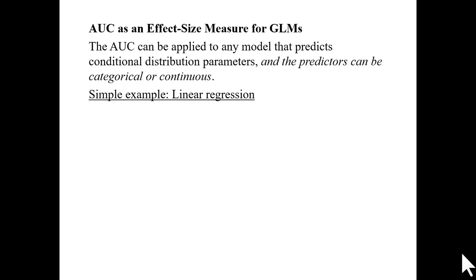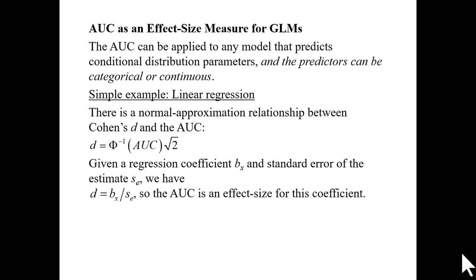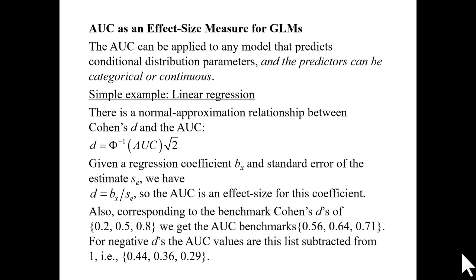Let's start with a simple example, linear regression. If we allow the normal assumptions for linear regression, then there is a normal approximation relationship between Cohen's d and the AUC. Given a regression coefficient bx and standard error of the estimate SE, we can get a Cohen's d by taking bx and dividing it by the standard error of the estimate, so the AUC becomes an effect size for this coefficient. And also, corresponding to the benchmark Cohen's d's of 0.2, 0.5, and 0.8 for small, medium, and large effects, we get the AUC benchmarks, 0.56, 0.64, and 0.71 for positive d's, and for negative d's, we just subtract each of those from 1.